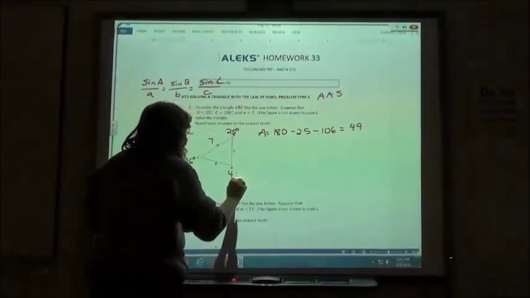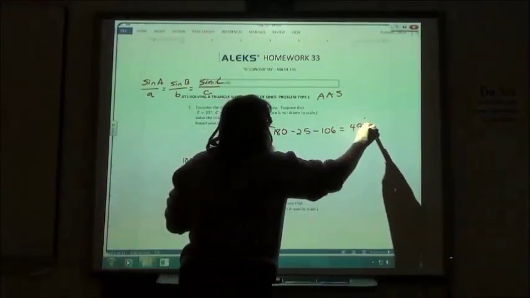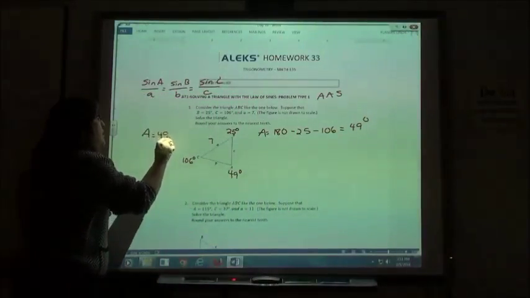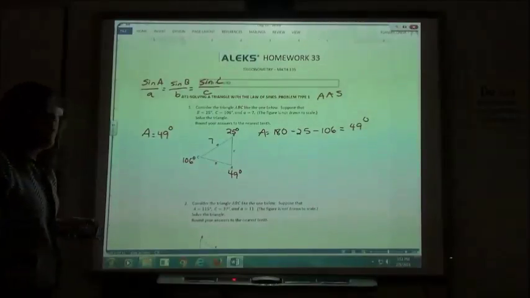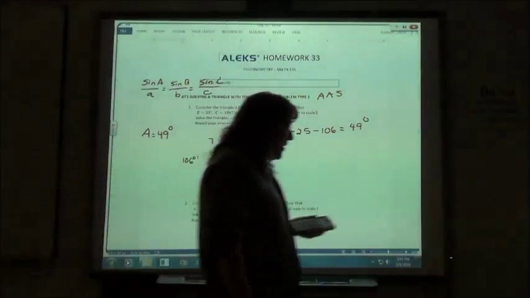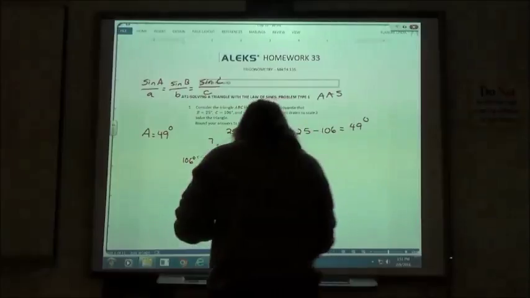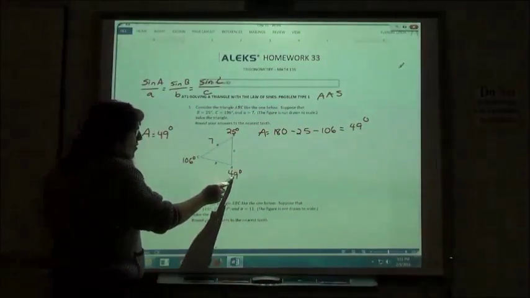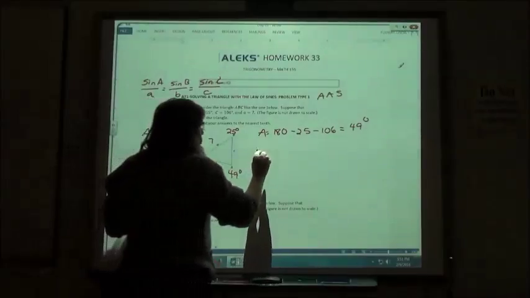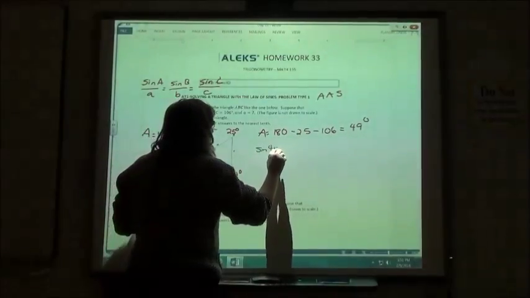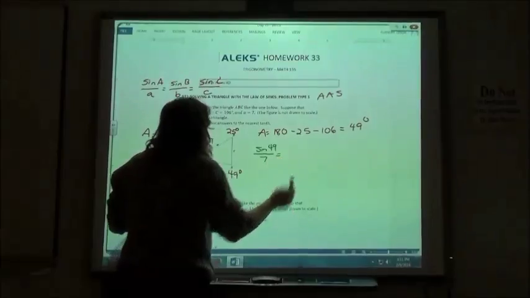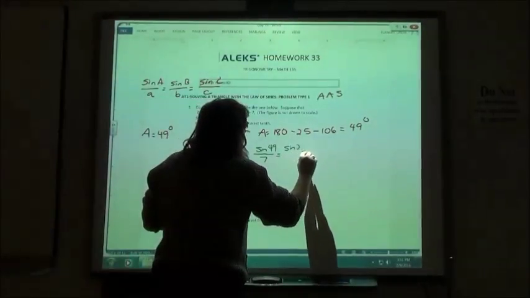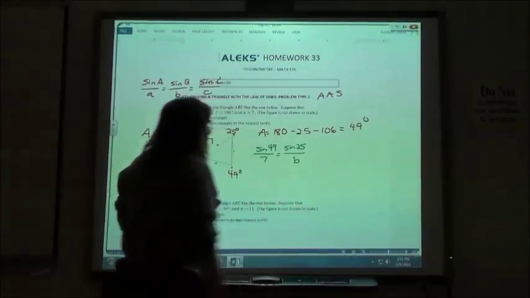So angle A is 49 degrees, and so that's going to be one of the things that you are going to enter in as part of your answer: what's the measure of angle A? 49 degrees. Now we can use the law of sines in order to find our other two sides. We have angle A and side A. So we can say the sine of 49 over 7 equals, and then I'm going to do B, so the sine of 25 over side B.